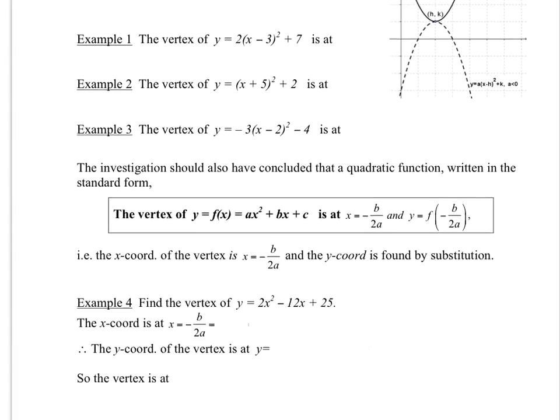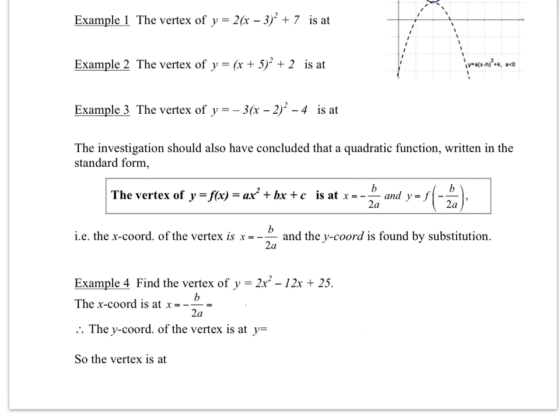Now, that enables us to answer questions like this. In example 1, can we give the vertex of this equation here of 2 times x minus 3 squared plus 7? Well, just pick off the 3 and the 7, and that gives us our vertex. Our vertex should be at 3, 7.